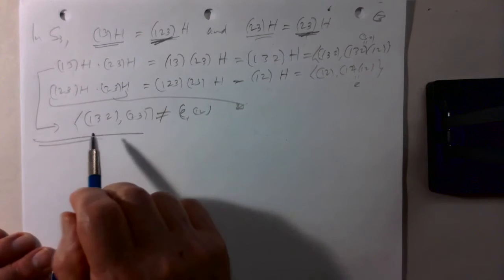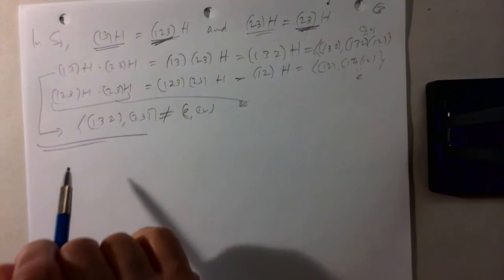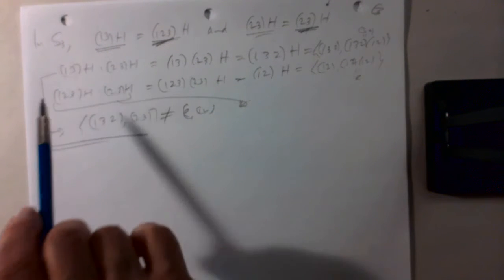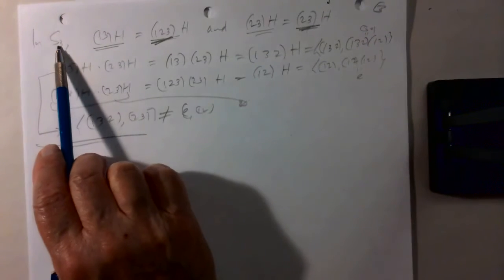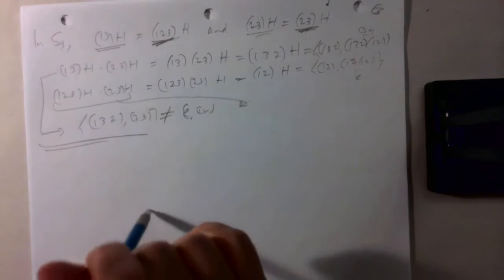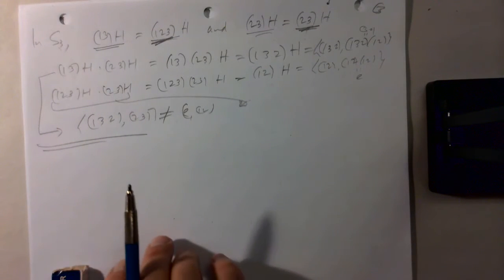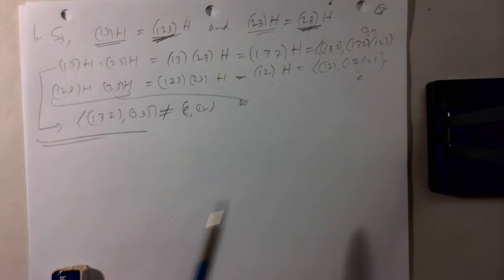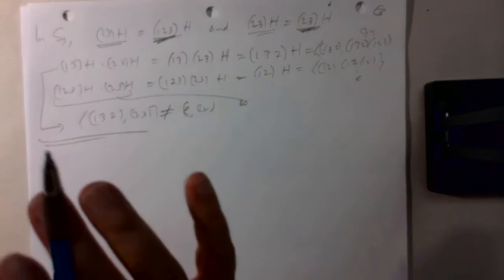So the whole point of this calculation is that in this example, for the symmetric group S3 and the subgroup H, my attempted multiplication of cosets doesn't work. It's not well defined.